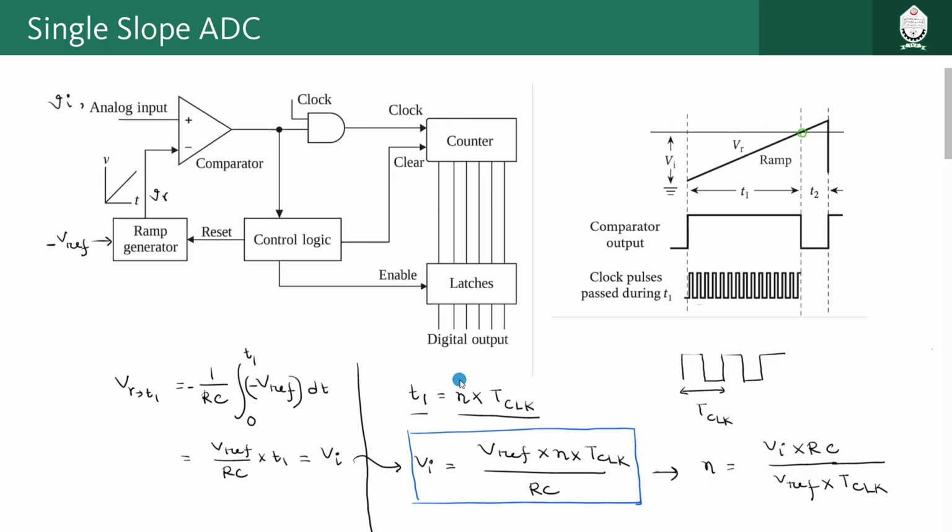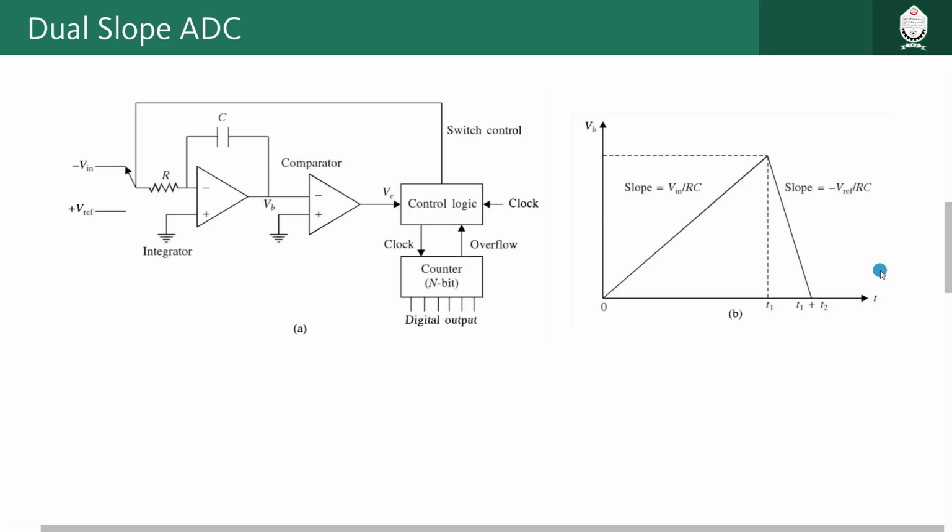Somehow if we can eliminate the effect of this RC from this equation, then obviously it will be a better device. So that is what we are going to try in the next device, dual slope ADC. In the dual slope ADC we will see, whenever we get this kind of equation, there will be no RC. That means the value of resistance or capacitance of the ramp generator will not affect the digital output. Okay, so now based on the limitations we have discussed in the previous ADC, single slope ADC, we will try to improve on that using this device called dual slope ADC.